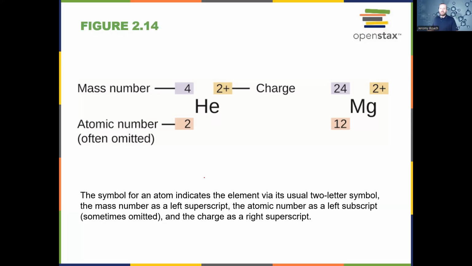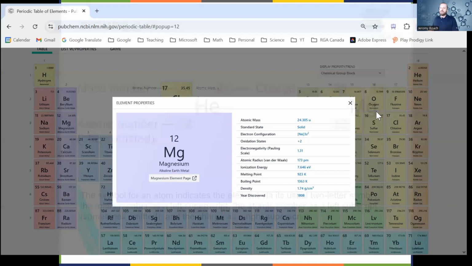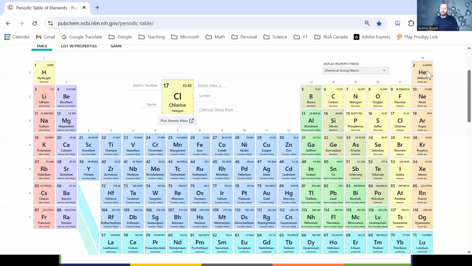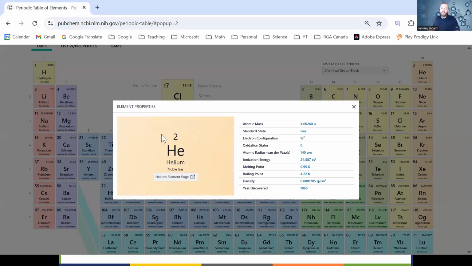So here's how you would see all of these numbers written on the different elements. Here's helium. If we find helium on the periodic table, let's start with that first. Helium is number 2 on the periodic table. That means that it has 2 protons. Its atomic mass is 4. That's its AMU. So that means it has 2 protons and 2 neutrons, giving it an AMU of 4.